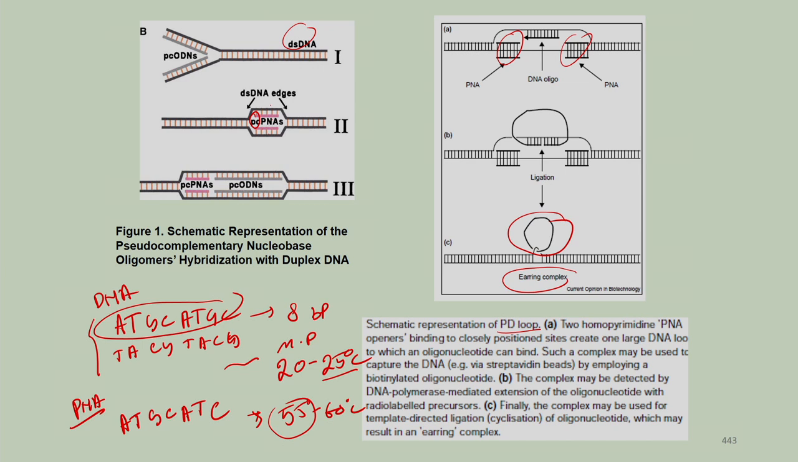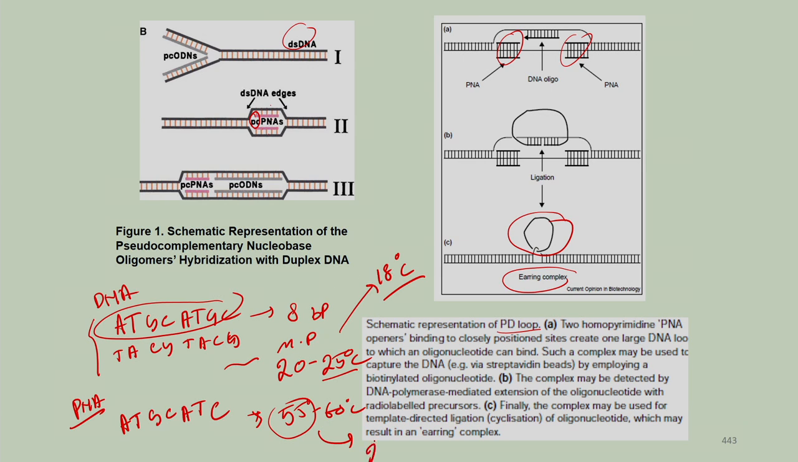Now, if you talk about a mismatch, if there is a single base mismatch somewhere, it will reduce the melting temperature by around 7 degrees. So in this case, if it is 25 minus 7, it is around 18 degrees Celsius if there is a mismatch. If there is a mismatch in PNA, I have also worked to some extent with PNA, and I have seen that it changes the melting temperature by at least 15 to 20 degrees. So here it was a 5 to 7 degree change.